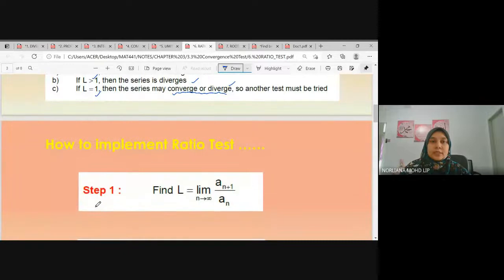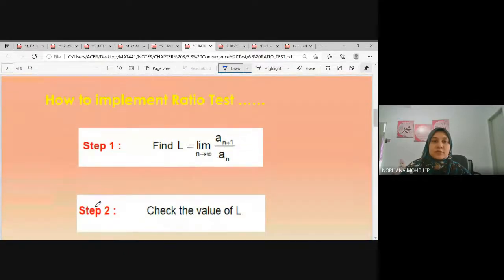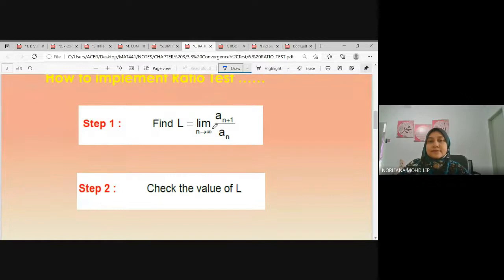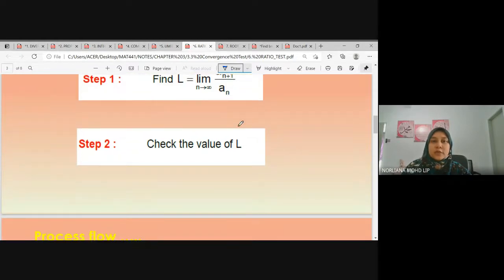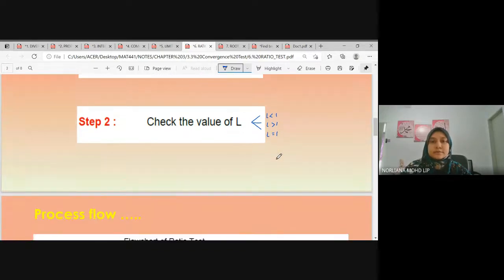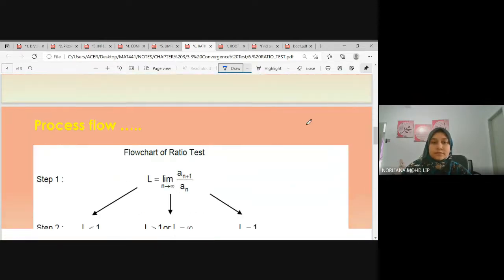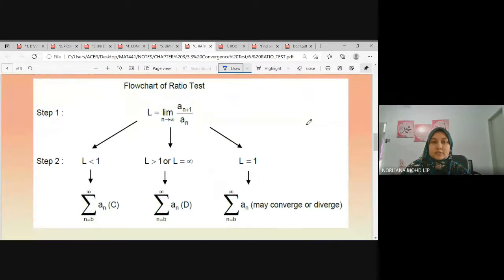Okay, how to implement this ratio test? First you have to find L. L kita cari lah limit an plus 1 over an. Check the value of L. Ada 3 lah tadi kan. L less than 1, L greater than 1, L equal to 1. Ni converge, diverge. Ni converge or diverge. Flow chart.